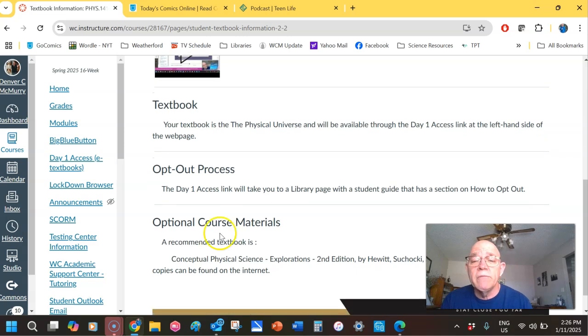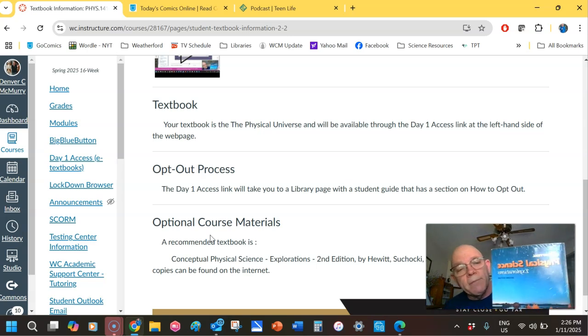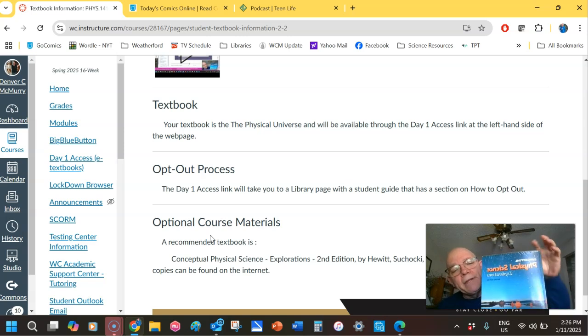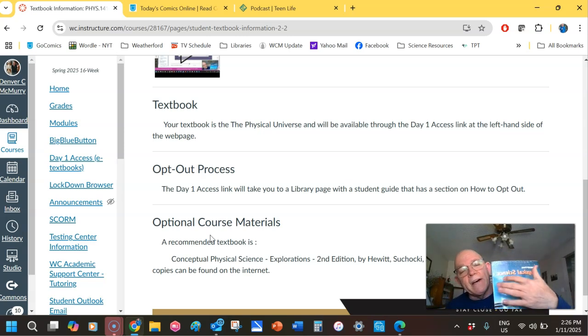I can't tell you precisely how to do that because obviously I have not done that, but it is there. Now, what I would recommend, if you would like a textbook, is the one I originally used to develop the chapters and so forth. I know it's a mirrored image there, but it's Conceptual Physical Science Explorations, second edition, by Hewitt, Suchocki, and Hewitt. The second Hewitt, I think, is the daughter of the first Hewitt. But anyhow, it's a second edition.